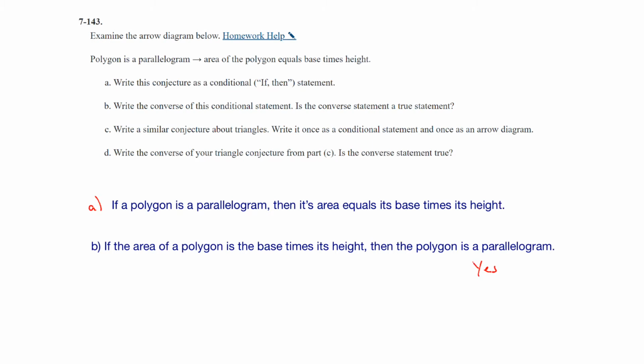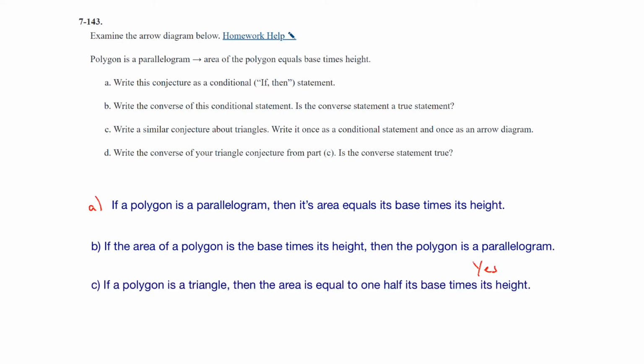Part C, write a similar conjecture about triangles. Write it once as a conditional statement and once as an arrow diagram. So for a triangle, we could say if a polygon is a triangle, then its area equals 1/2 its base times its height. And so that's part C. It also wants an arrow diagram, but it's going to look exactly the same as the one up here. So just repeat that.